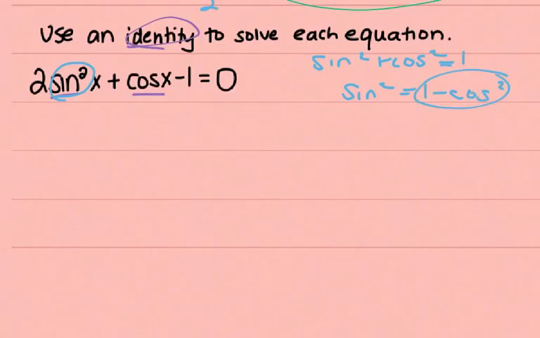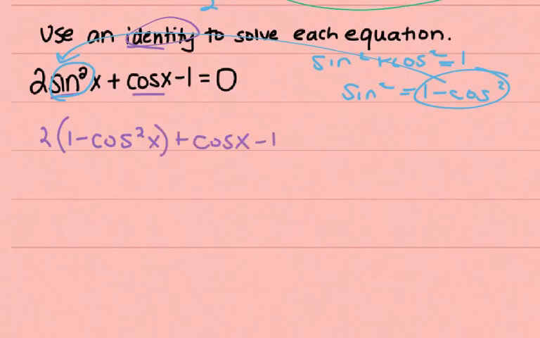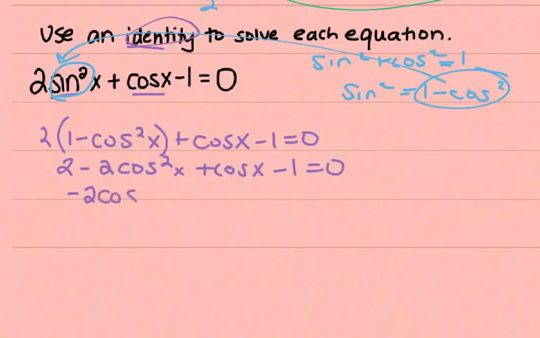So if I take that and I plug it in the place of sine squared, I get 2 times 1 minus cosine squared x plus cosine x minus 1 equals 0. This should be 2 minus 2 cosine squared x plus cosine x minus 1 equals 0. Combine your like terms: negative 2 cosine squared x plus cosine x. Positive 2, negative 1 is a positive 1.